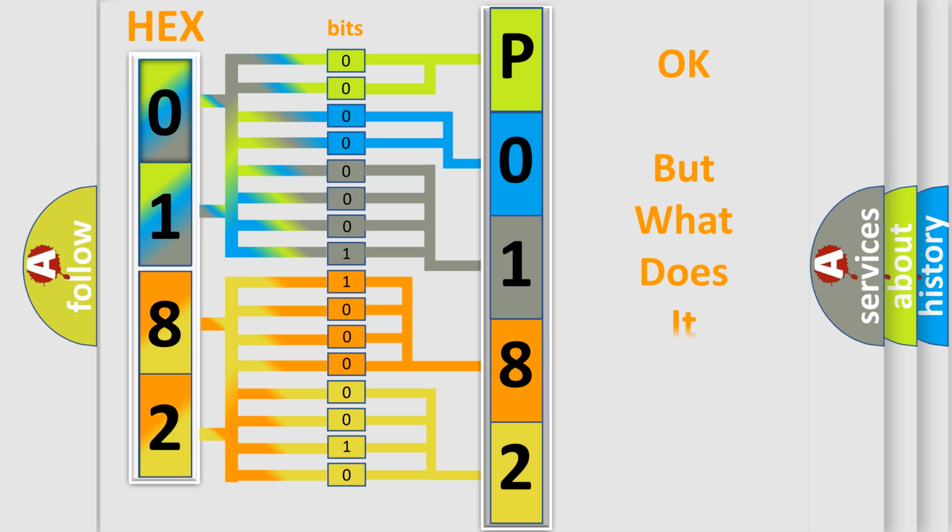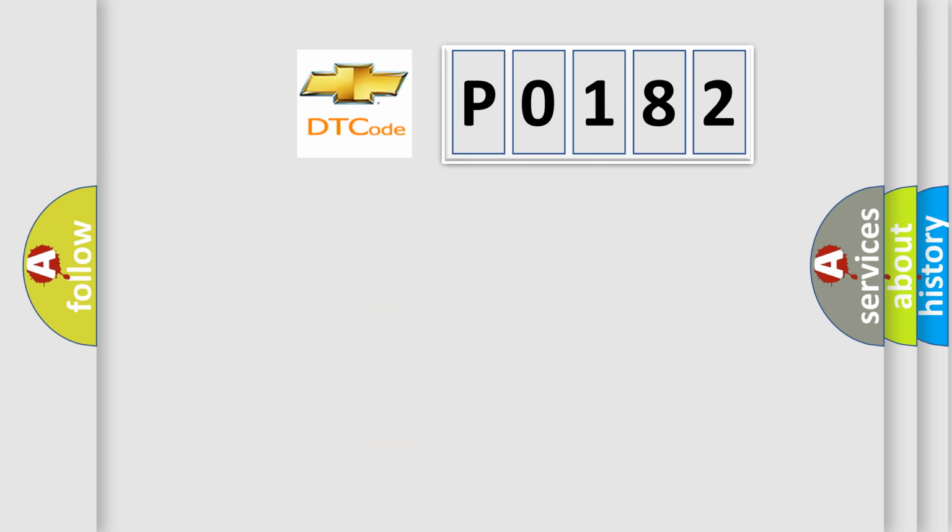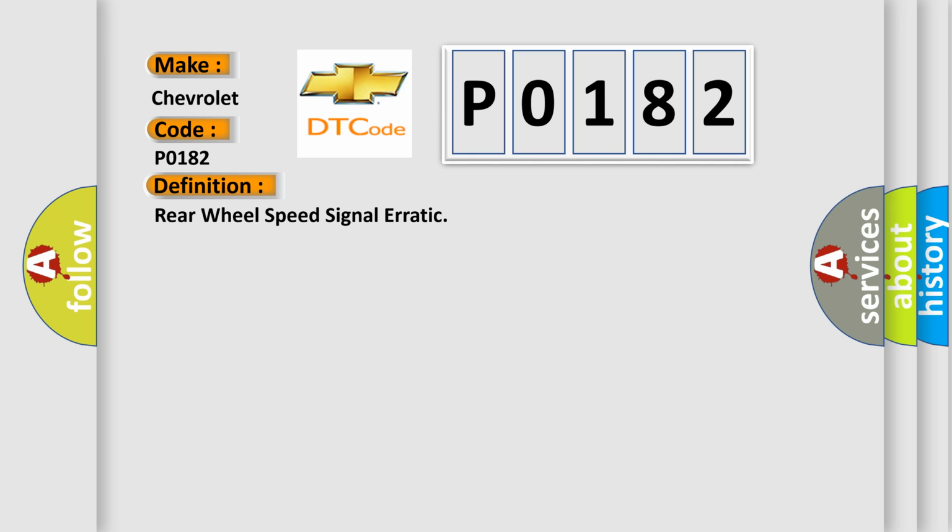The number itself does not make sense to us if we cannot assign information to what it actually expresses. So, what does the Diagnostic Trouble Code P0182 interpret specifically for Chevrolet? The basic definition is rear wheel speed signal erratic. And now this is a short description of this DTC code.